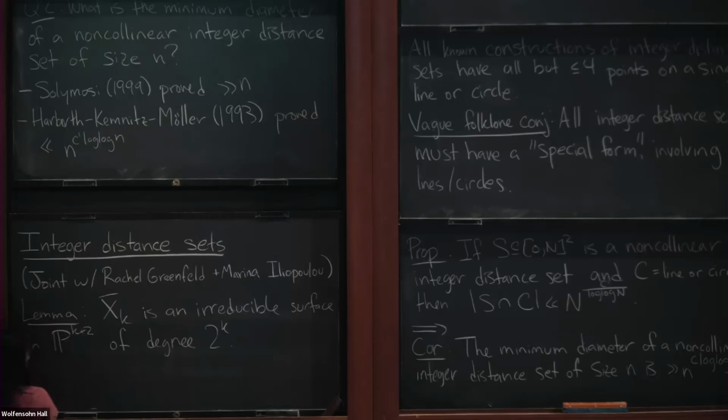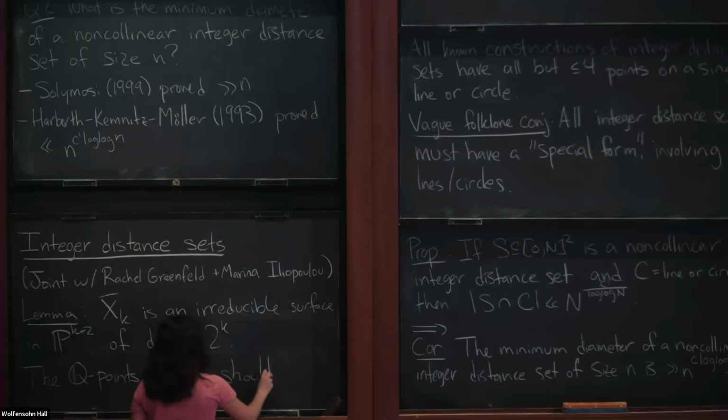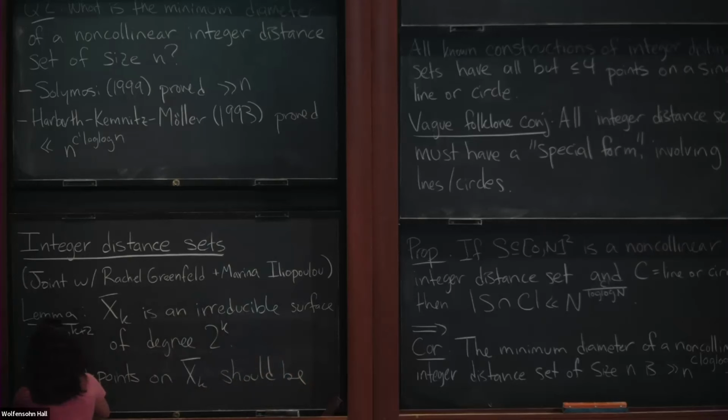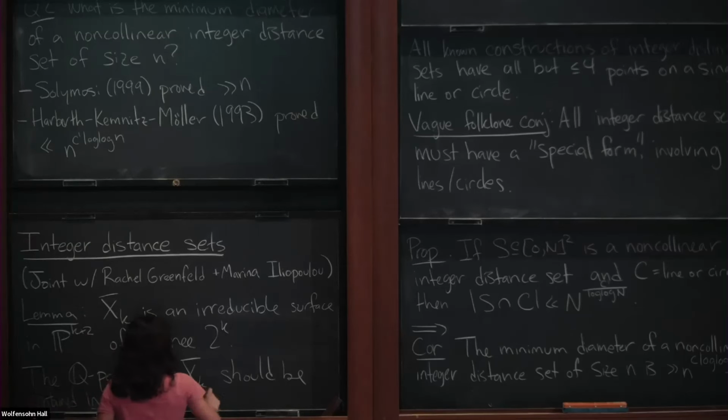So morally, the rational points on S_k bar should be contained in the union of a small number of irreducible low degree curves.